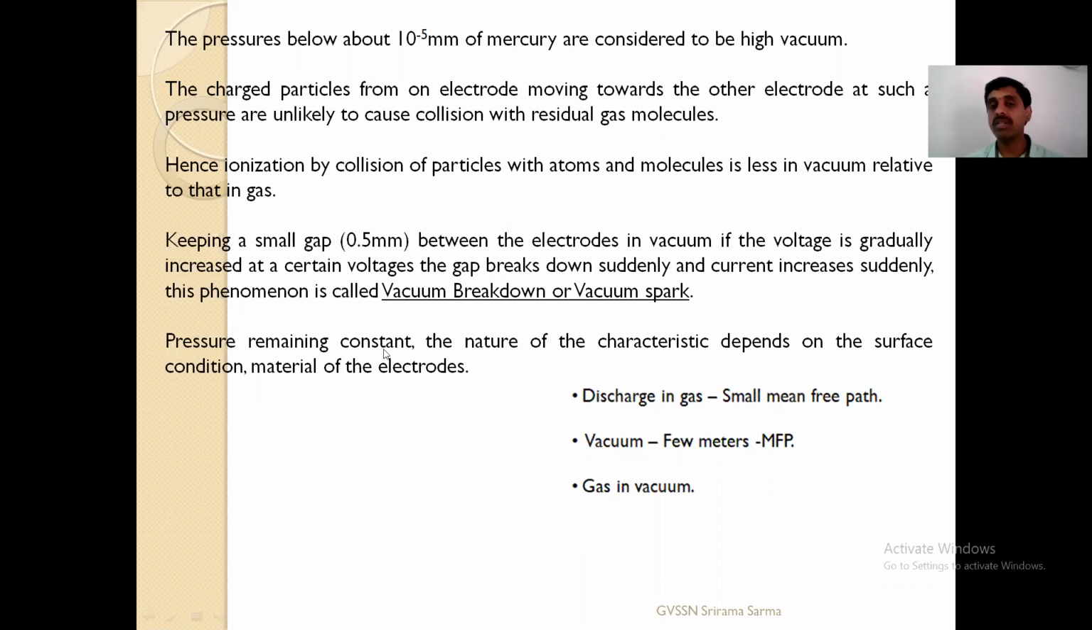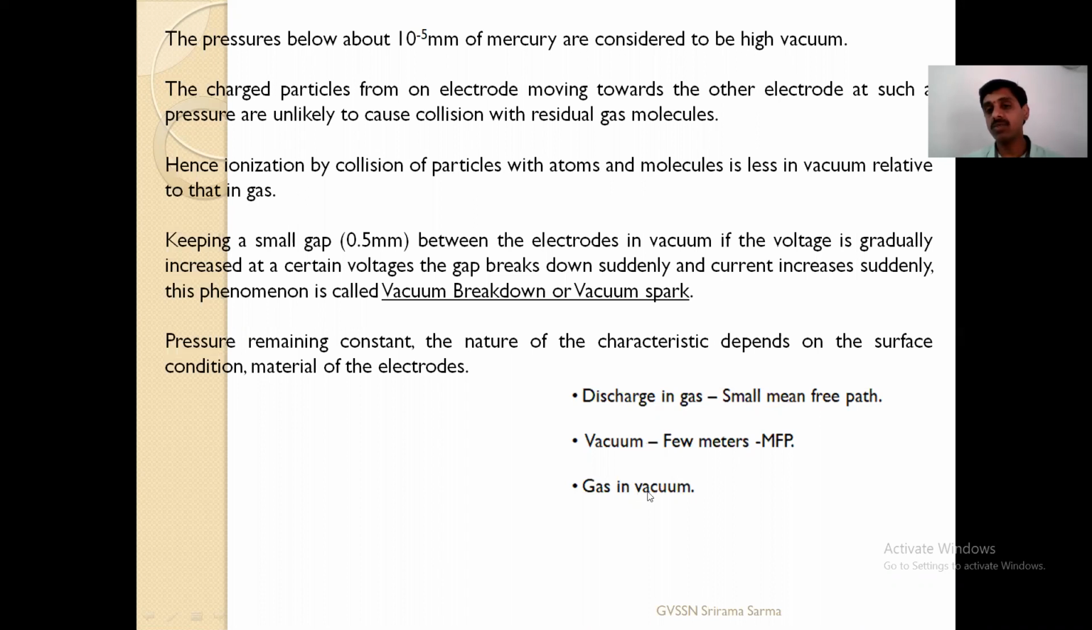Pressure remaining constant, the nature of the characteristics depends upon the surface condition and the material of the electrodes. Here, in these circuit breakers, we are going to discuss the type of material used for the electrodes. We will discuss this point very clearly because it is a vacuum. It is not air or oil. There is no special medium. It is a simple low pressure vacuum. Then we are going to focus on the type of electrodes.